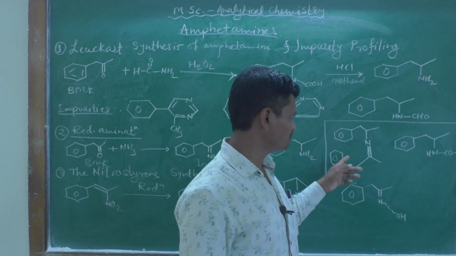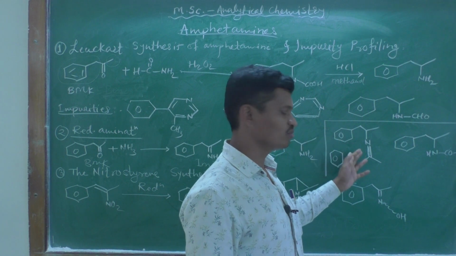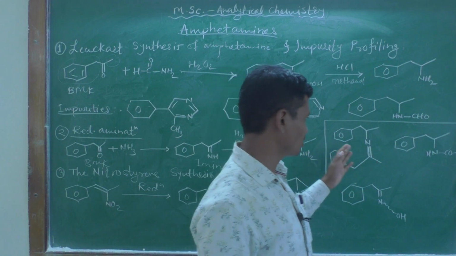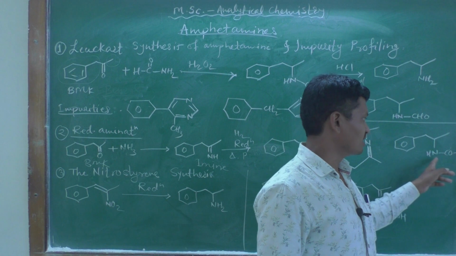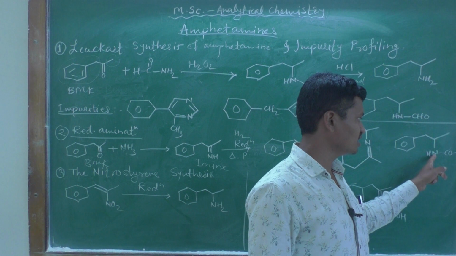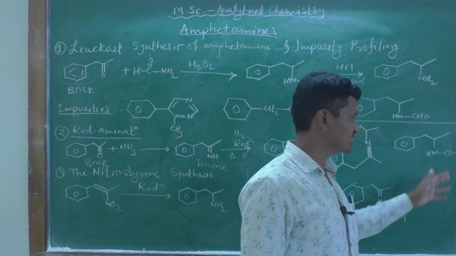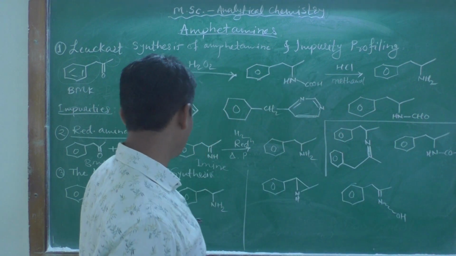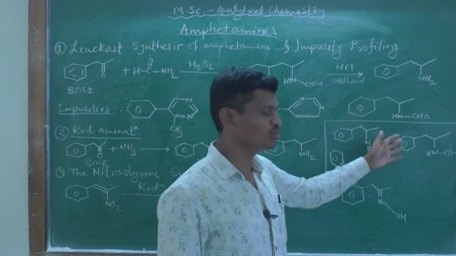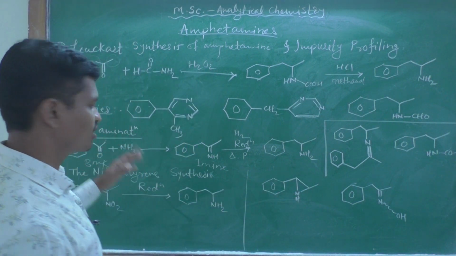So in this case, this type of impurity is produced in this reductive amination. Then N-acetyl, the acetyl group is present on this nitrogen of amphetamine. So N-acetyl amphetamine is produced as an impurity in this case. Okay, so these are the two most important impurities formed in the reductive amination reaction.